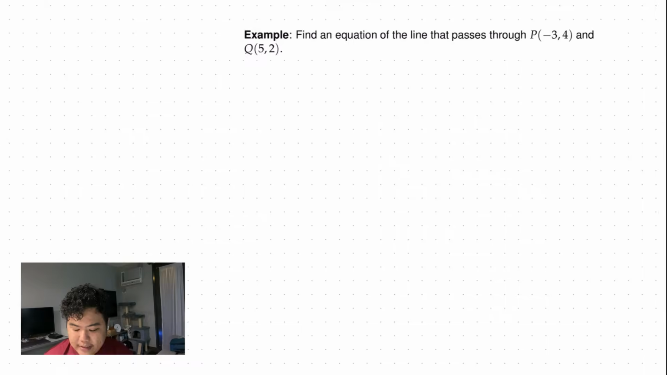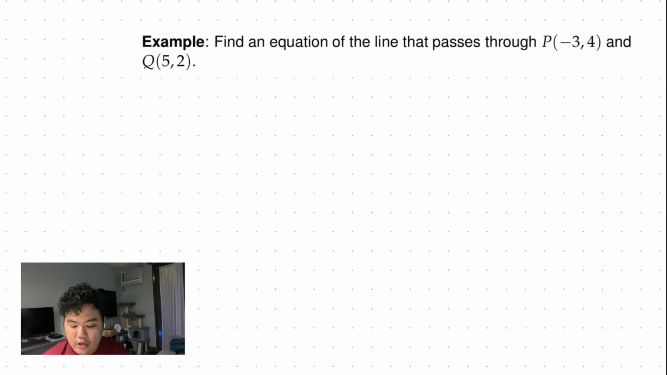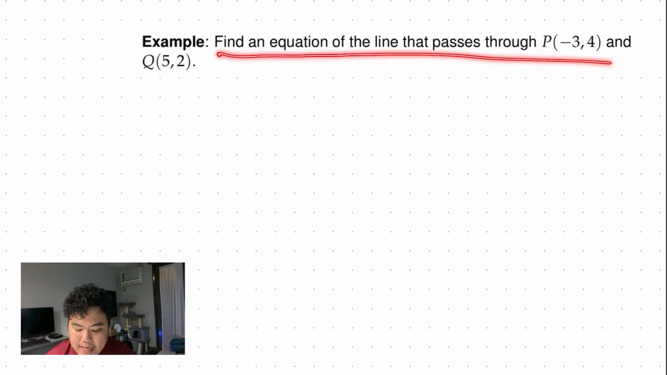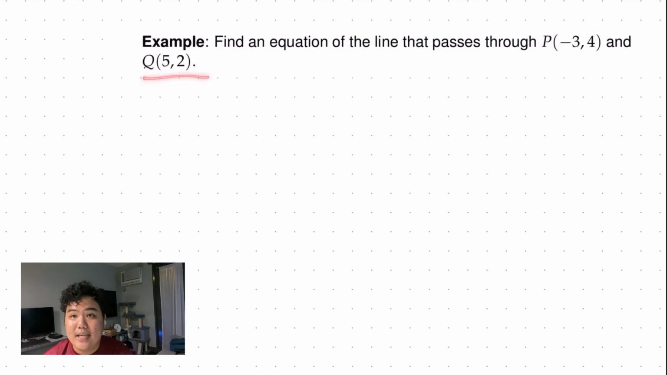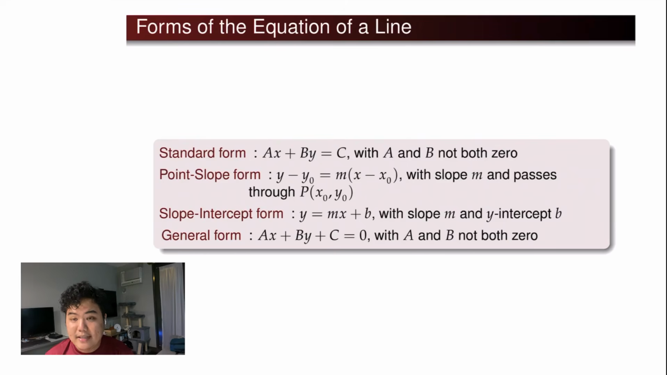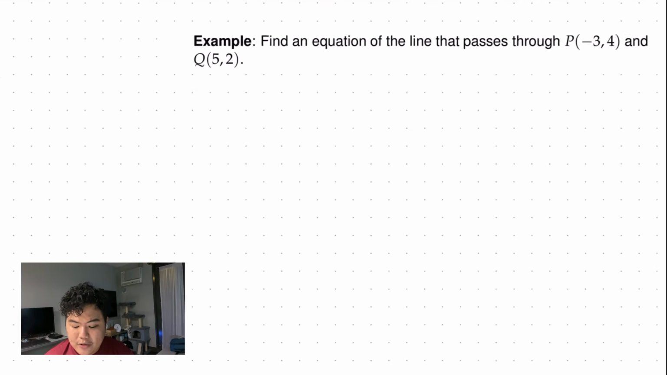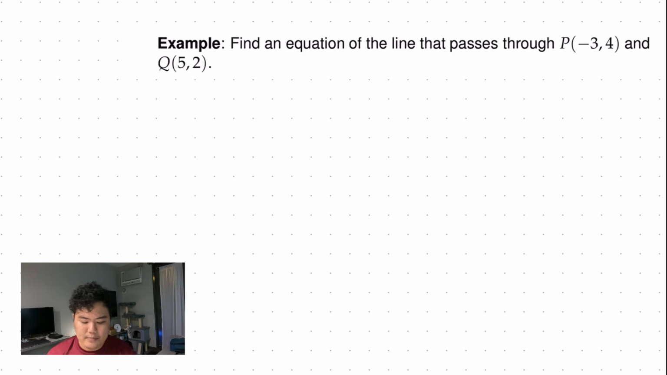So, gamitin na natin yan to find the equation of a line. So, let's say, find the equation of a line that passes through these 2 points. So, kailangan natin ng point and we need a slope. At ang sabi niya, find an equation of the line. So, ibig sabihin, kahit anong form dito sa binigay natin will do. Pero, gagawin ko na lang na y equal to mx plus b.